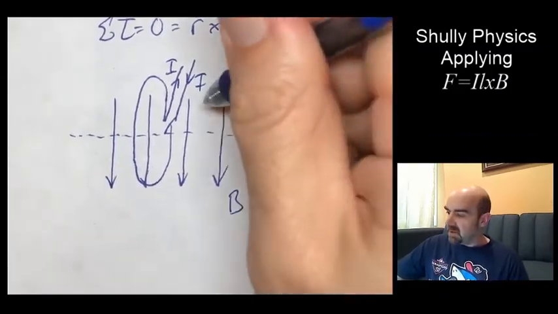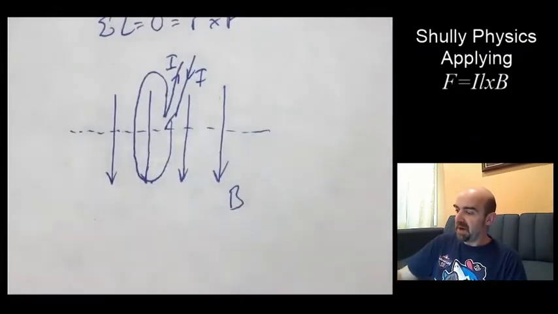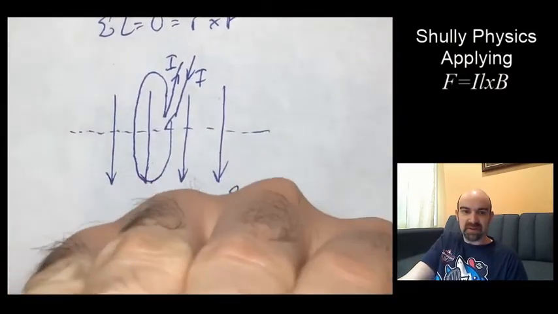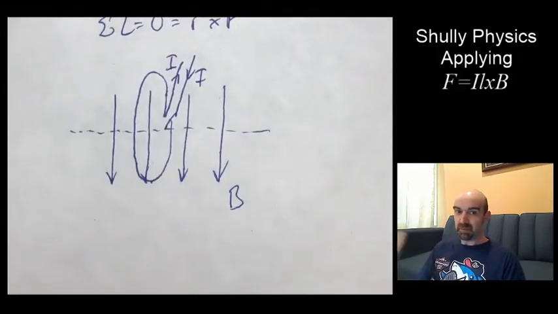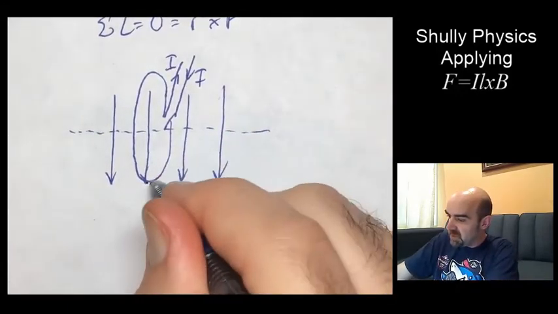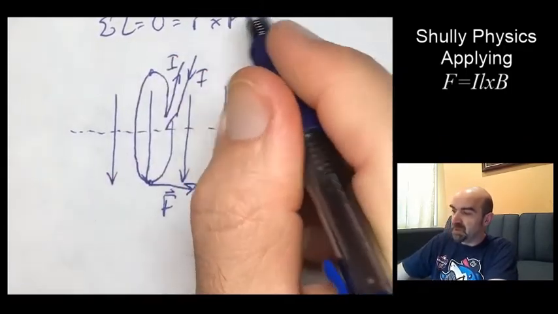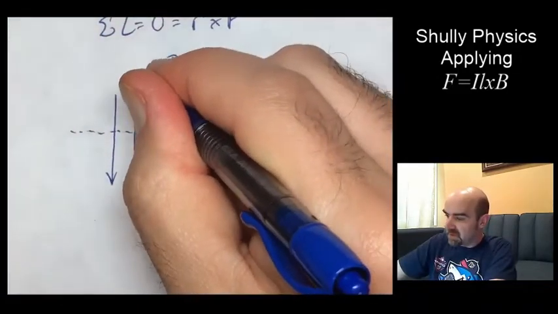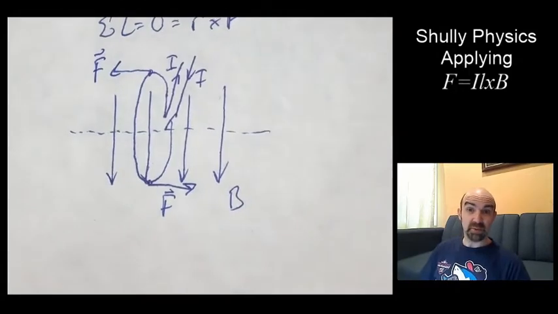So now with the I coming in, at this point we still have the current coming out of the page, so the velocity is up and out, facing my palm towards me. By the right-hand rule, this part of the loop is being forced to the right, and this part of the loop going into the page is being forced to the left. So here we've got maximum torque. I hope that's easiest to see.